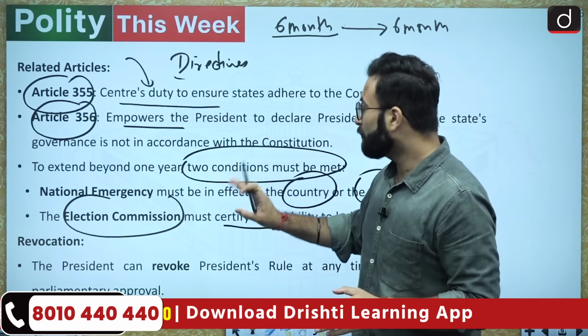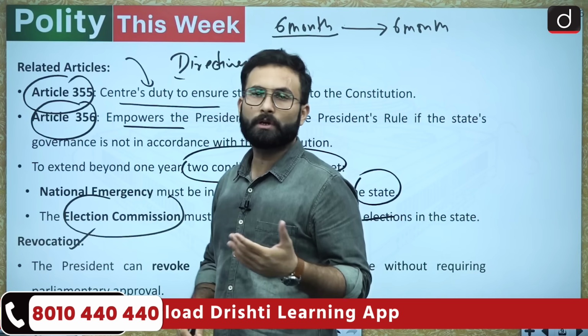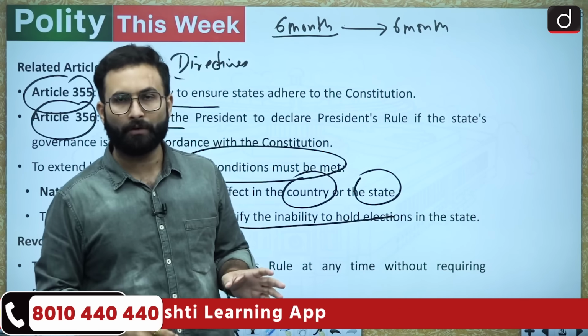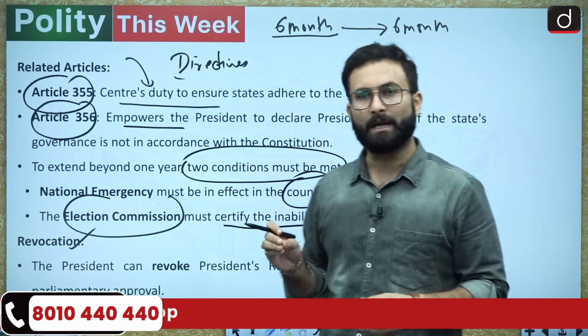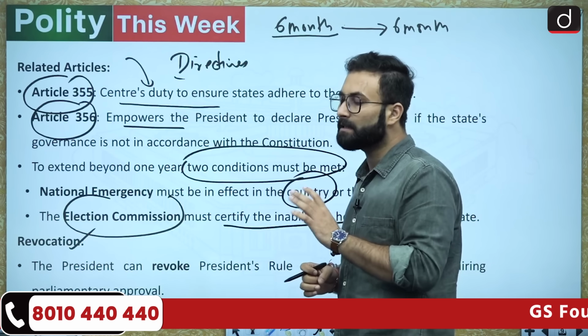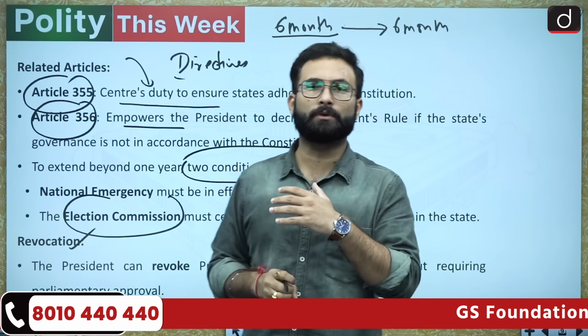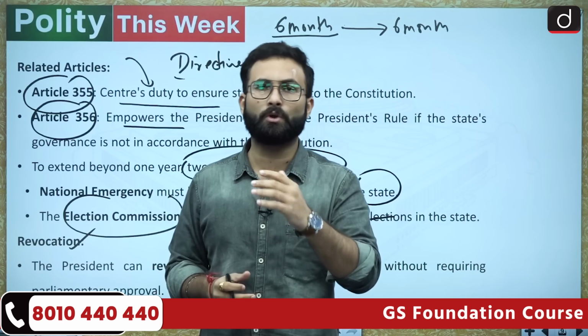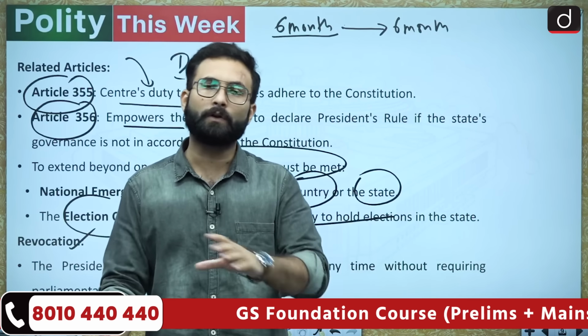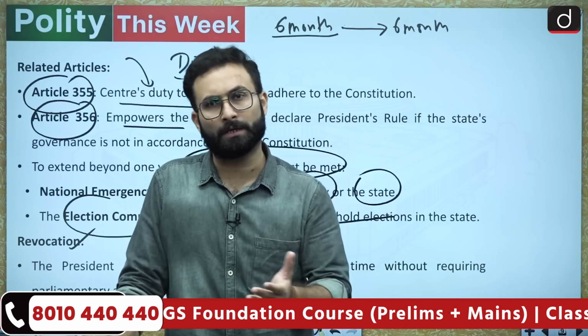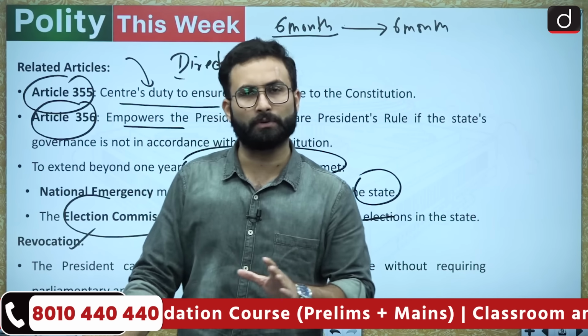Okay, coming to the next one, revocation. President does not require any kind of approval for the revocation of the president's rule. He can directly go for revocation by an order. Second thing is, if president is not revoking it, okay, and the parliament has not approved it, it will automatically stop to be in force. Okay, so that is clear.